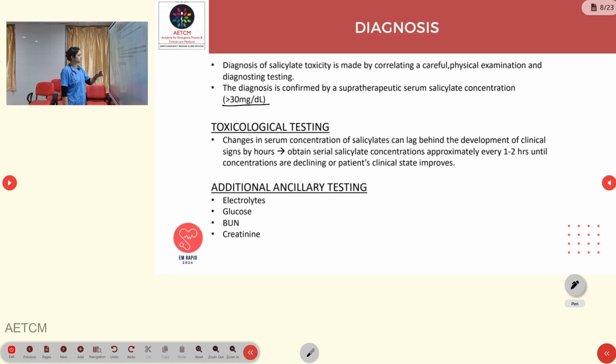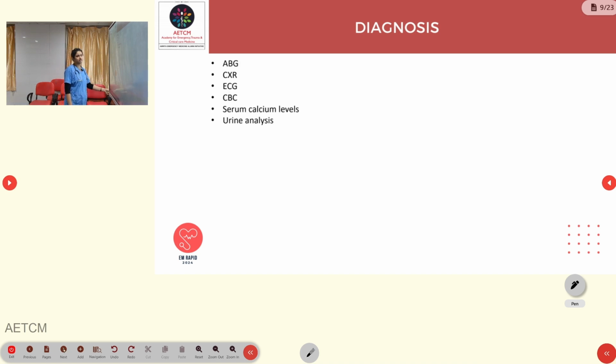Additional testing can include electrolytes, glucose, blood urea nitrogen, creatinine, ABG, chest X-ray, ECG, CBC, serum calcium levels and urine analysis.